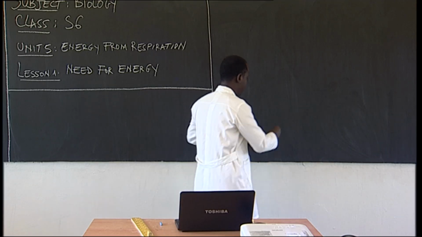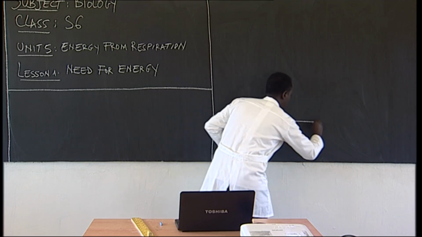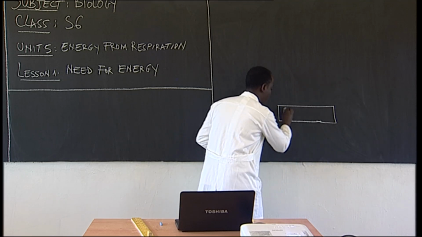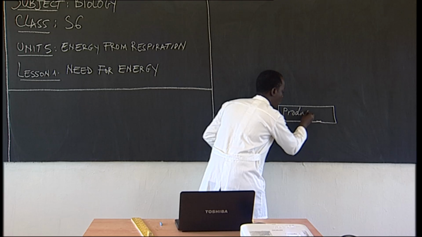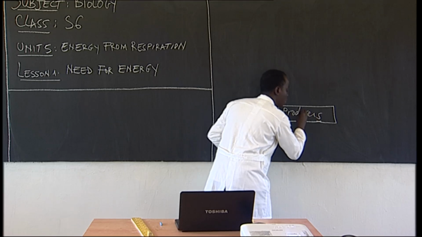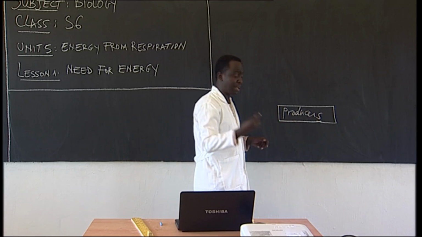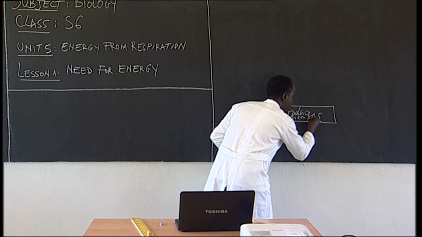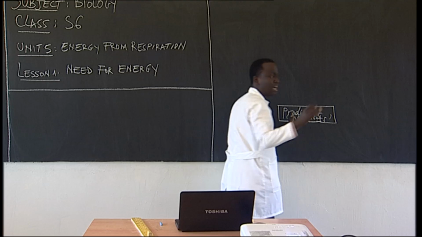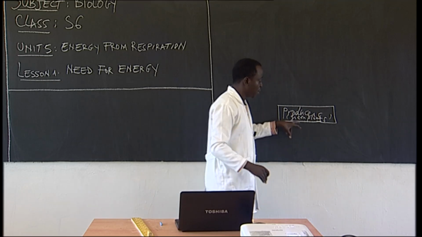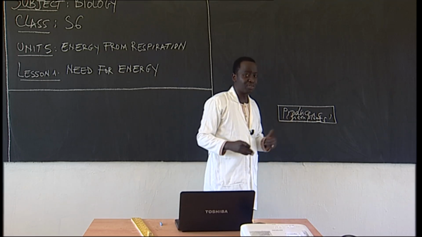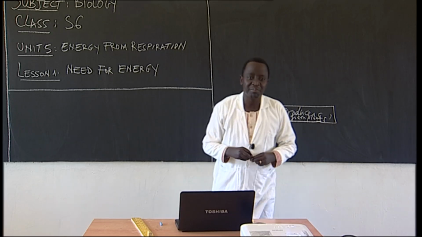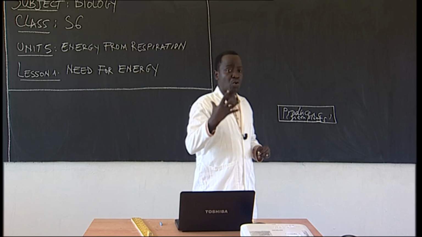For example, here we have what you call producers. Producers are what? They are plants. They are green plants. Green plants and the algae, they are green. Why? They possess what you call chlorophyll. Because of that pigment, they really absorb the sunlight.